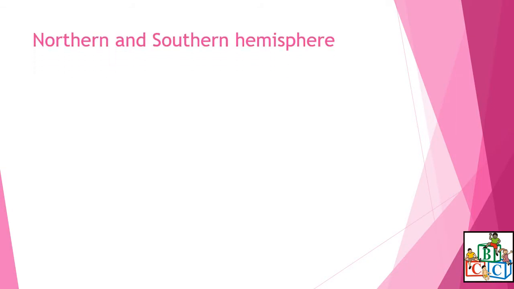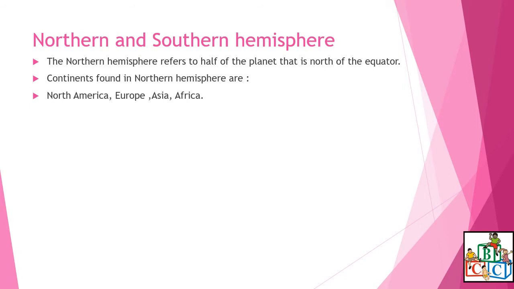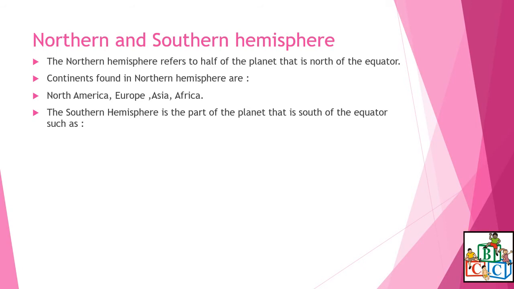Let us read about the northern and the southern hemisphere. The northern hemisphere refers to half of the planet that is north of the equator. I'm sure you know what an equator is. Continents found in the northern hemisphere are North America, Europe, Asia, Africa. The southern hemisphere is the part of the planet that is south of the equator. The continents are Australia, Antarctica.